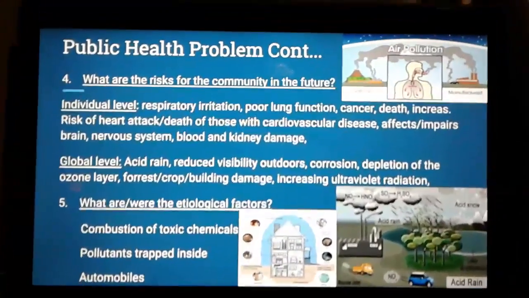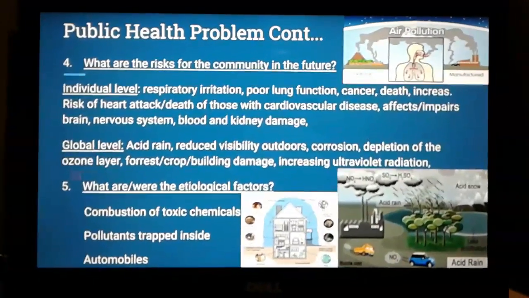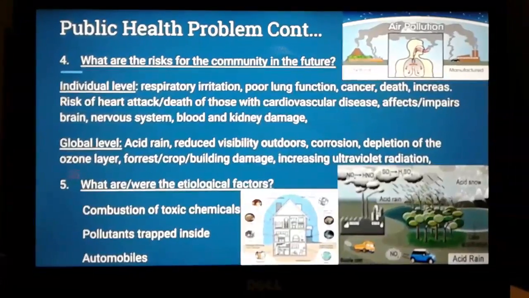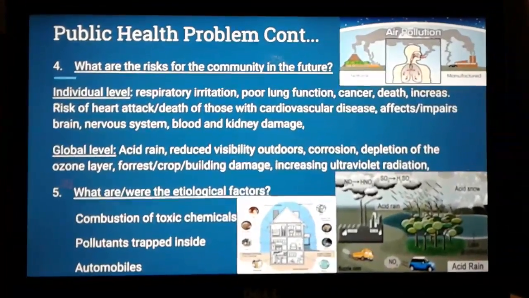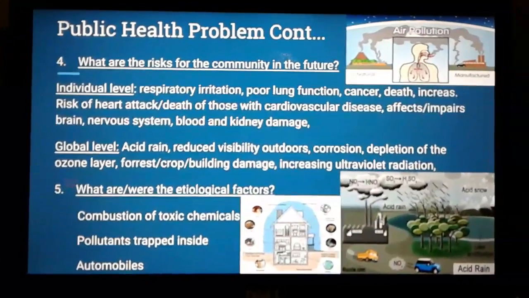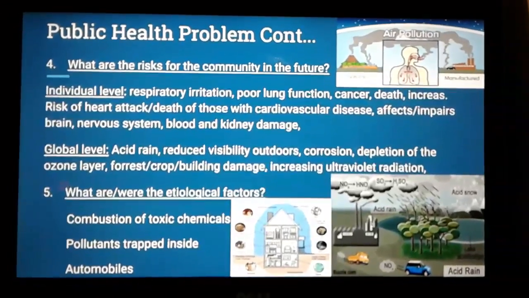On the global level, like I mentioned briefly, it can cause acid rain. It reduces visibility outdoors. It can corrode buildings and streets. It's depleting the ozone layer. The acid rain destroys forests and crop production, can damage buildings. The depletion of the ozone layer is increasing ultraviolet radiation, which can lead to skin cancer and blindness.